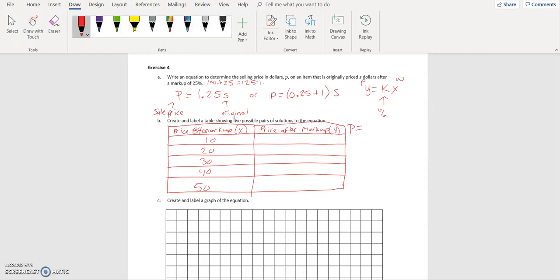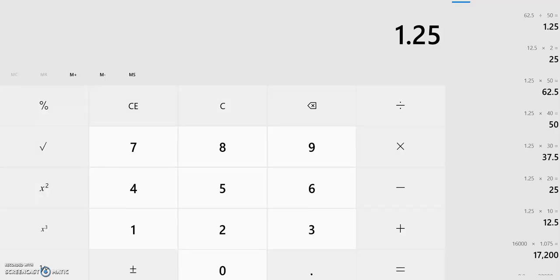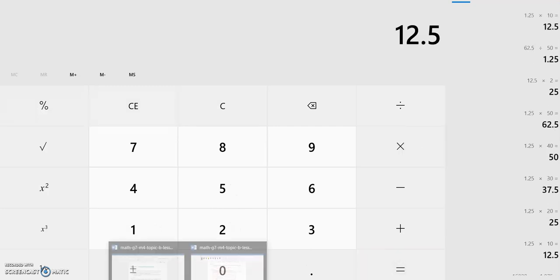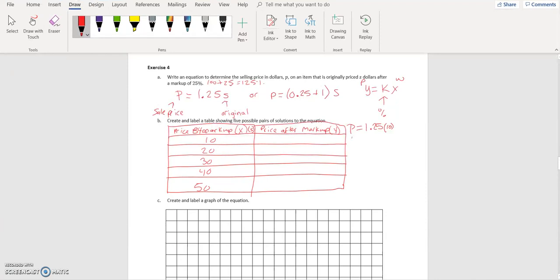So we're using the equation P is equal to 1.25, and then we're multiplying it times our S, so this is our X or our S in this case. Our S on the first one was 10. When we multiply 1.25 times 10, we get 12.5. So P is equal to 12.5, the price after markup, so that's $12.50.